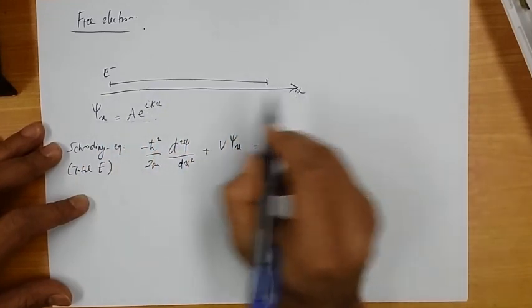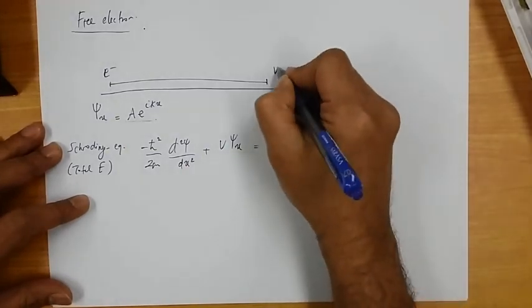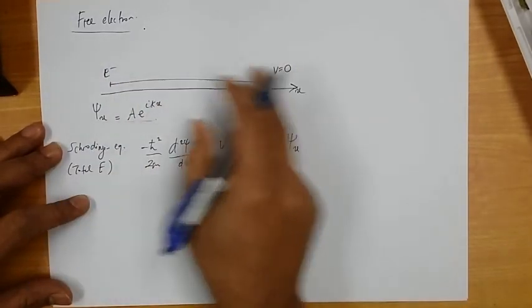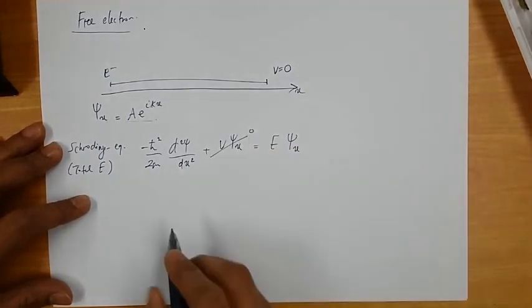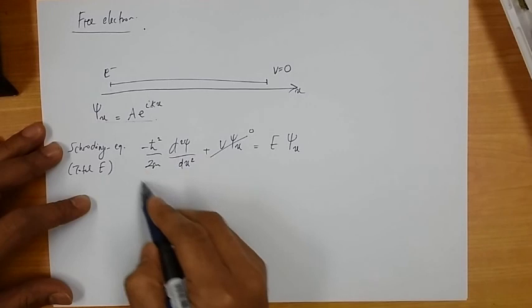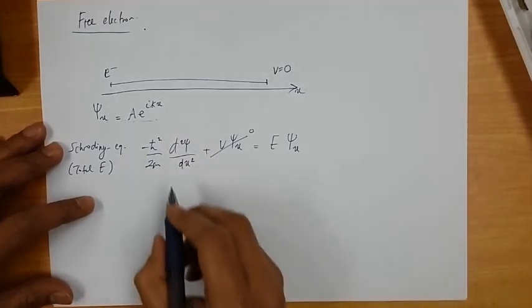where the electron is freely moving, the free electron is freely moving, the potential energy is 0 all along this x direction. So this will cancel out, and we will have only kinetic energy. So we have to do the second derivative of a free electron's wave function.